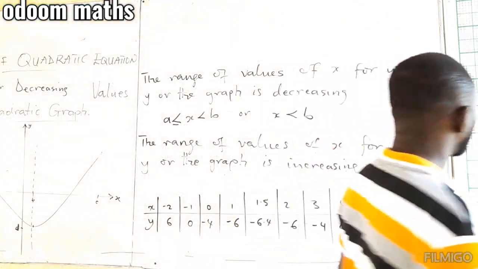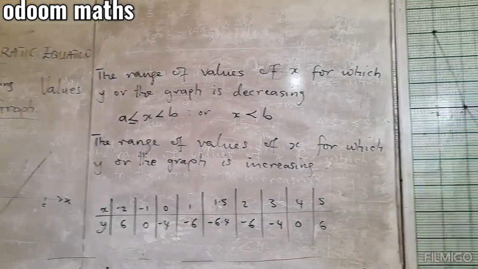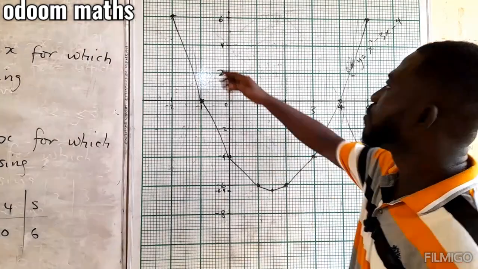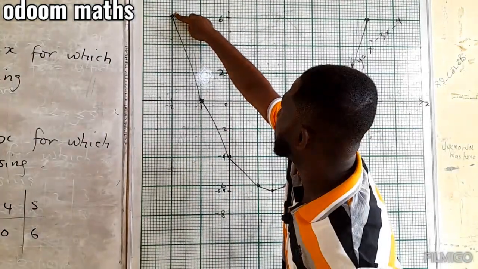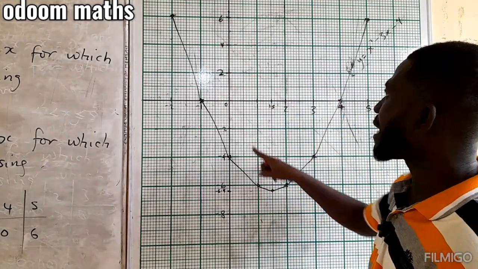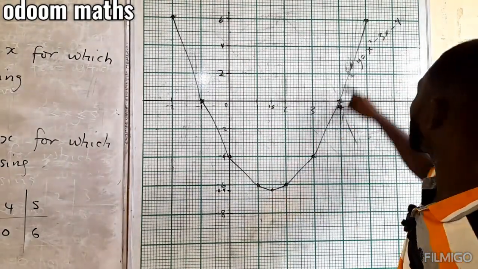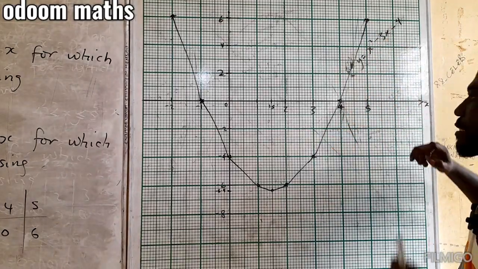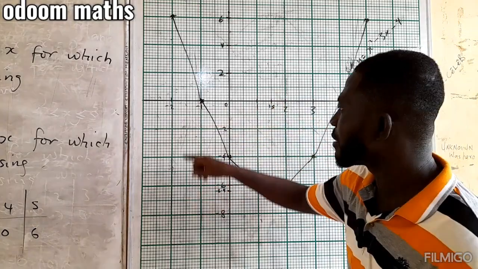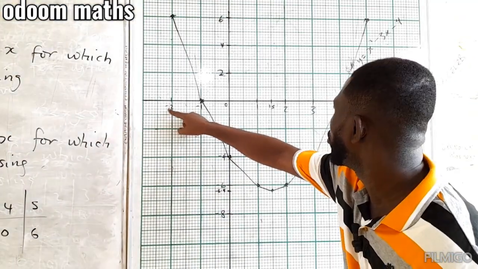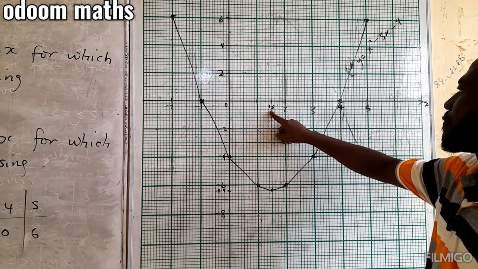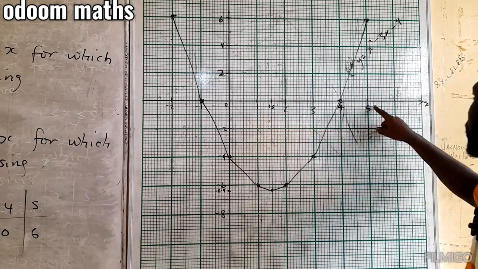Okay, so per our graph, we can see that from this point to this point, y is decreasing in value or in height. Then from this point to this point, y is increasing again in height. So from here, the x value that caused this is from negative 2 to 1.5. Then for the increase, from 1.5 to 5.